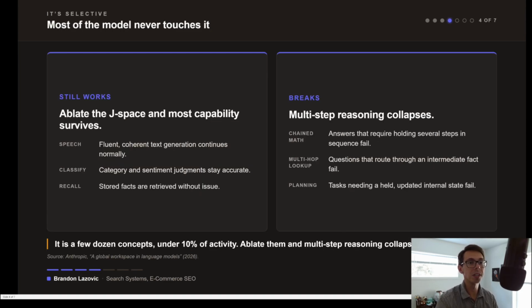Here is the flip side though. Most of what the model does never touches the space at all. When the researchers deleted it, the model could still write fluently, classify text, pull facts out of a passage. So basically all the routine work was fine. What broke was the higher order thinking. Multi-step reasoning dropped near zero. So this is really a small privileged workspace sitting on top of a much larger pile of automatic processing, which if you've read anything about how little of our own thinking is actually conscious, probably sounds familiar.